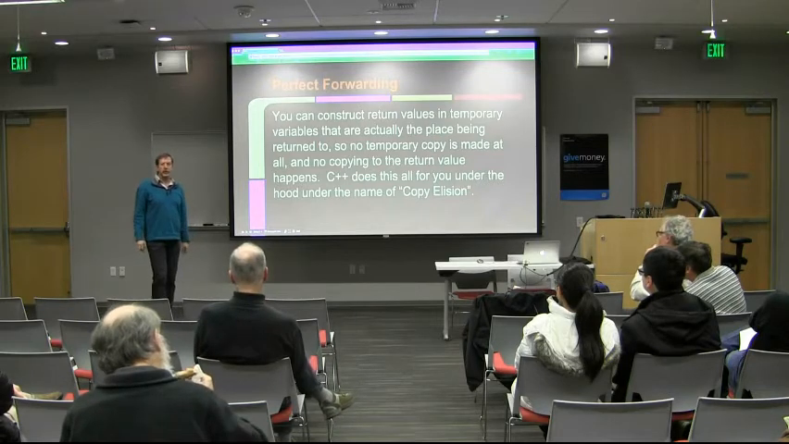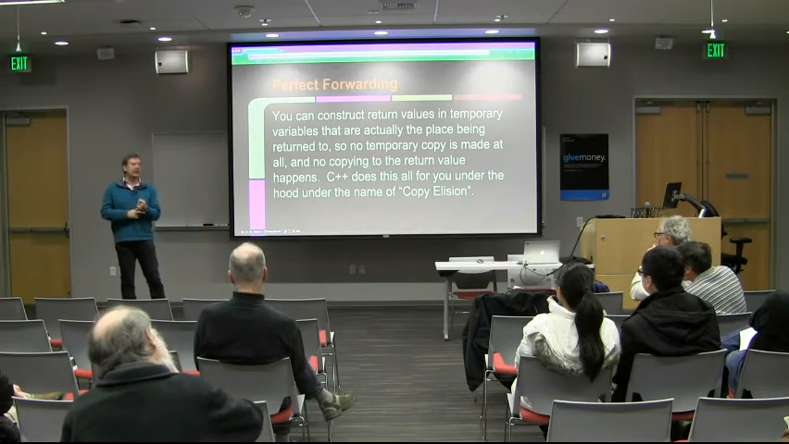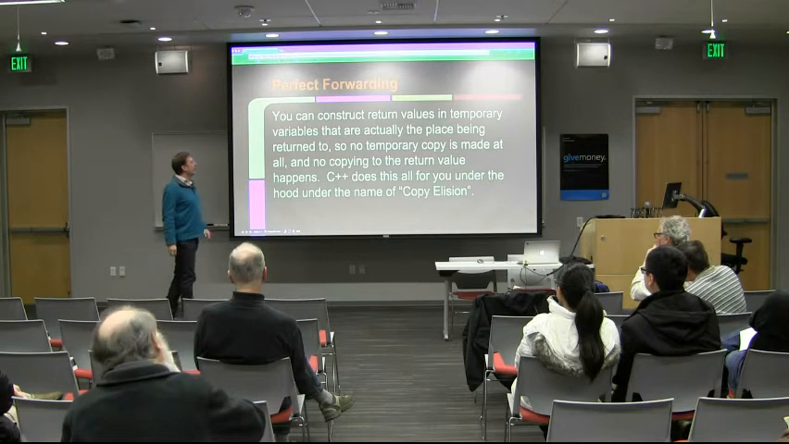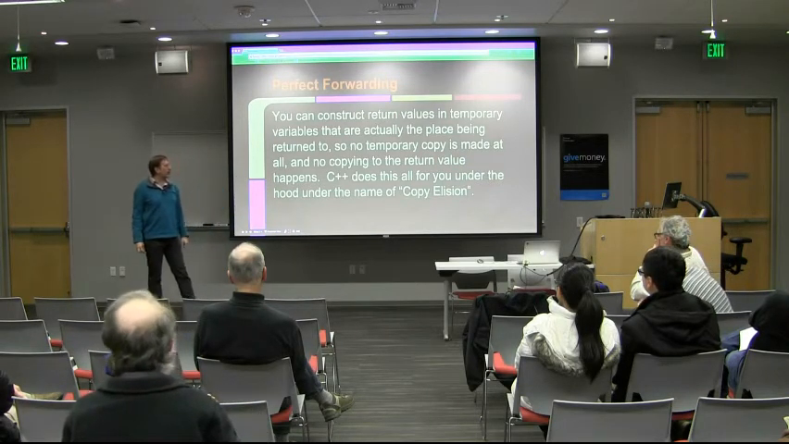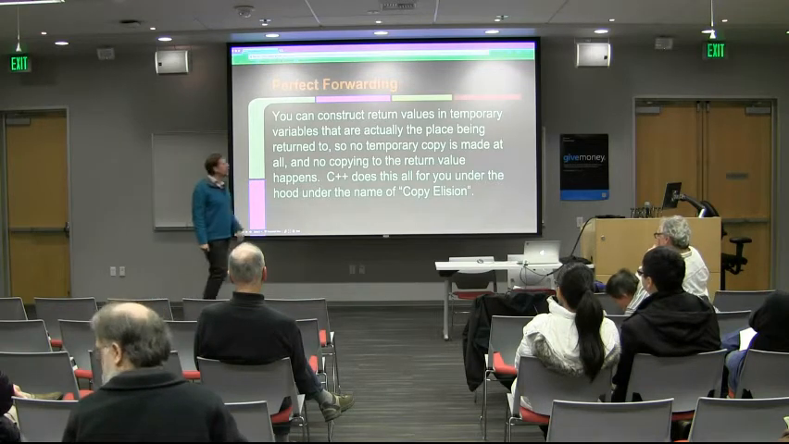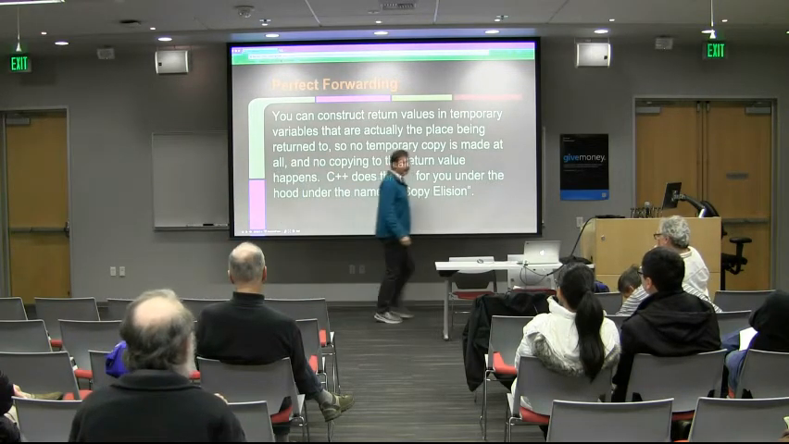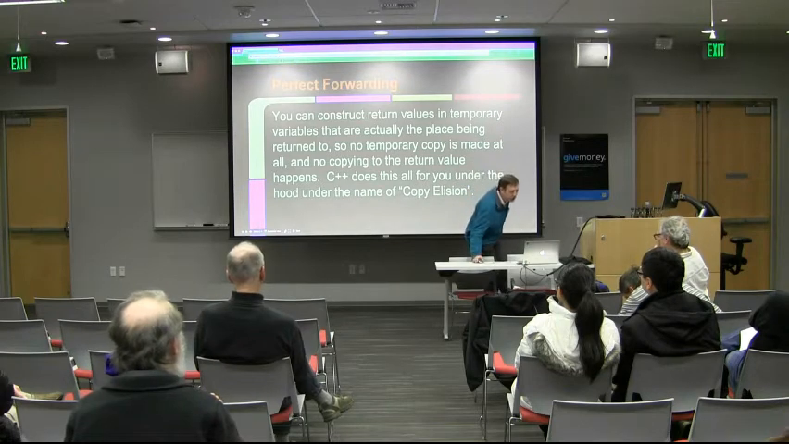This optimization is done by the C++ compiler behind the scenes, but that's what makes perfect forwarding work properly for us. So as I say here, C++ does all this for you under the hood, under the name of copy elision. And you can follow that first link on the first slide to get all the proper C++ talk about it.